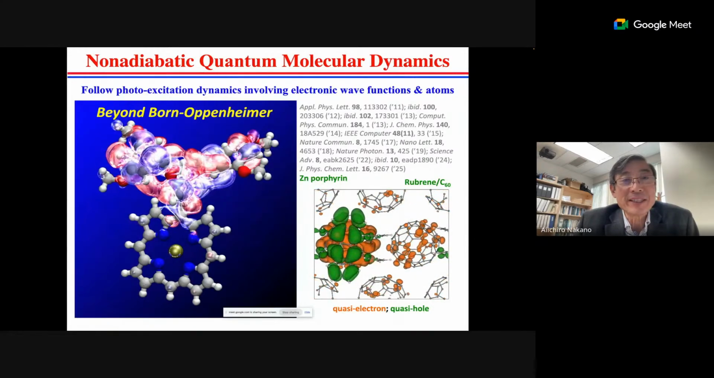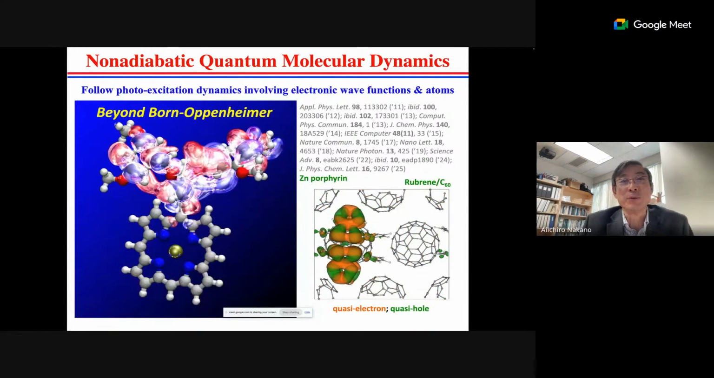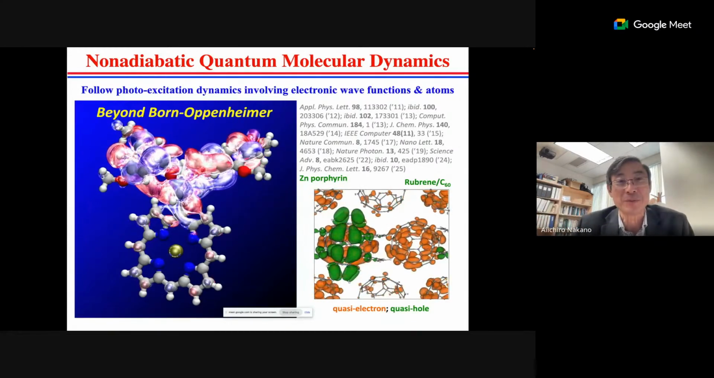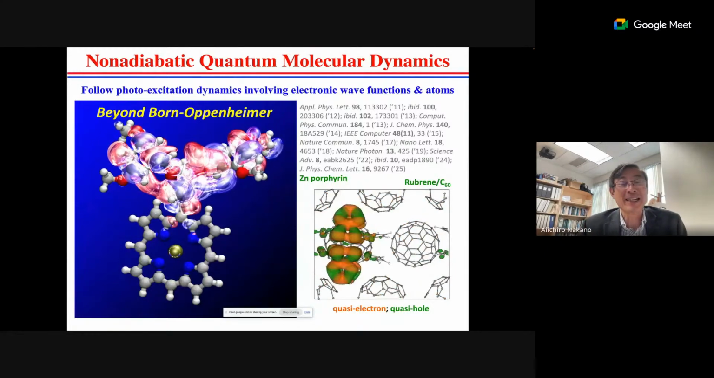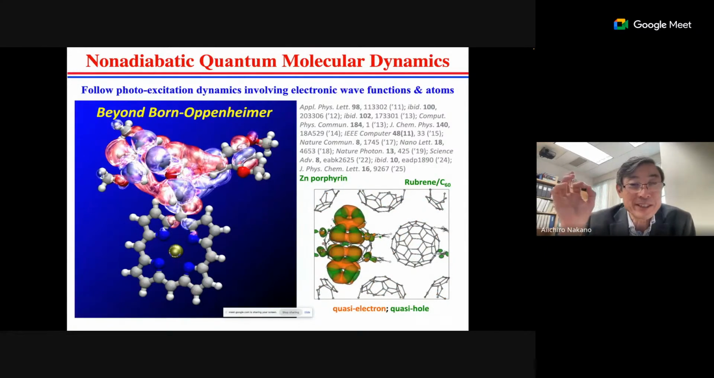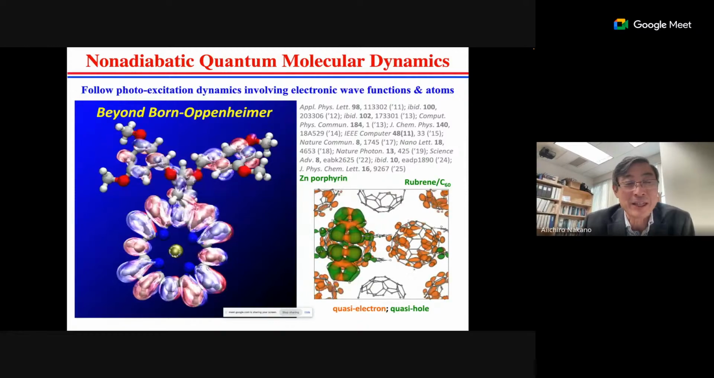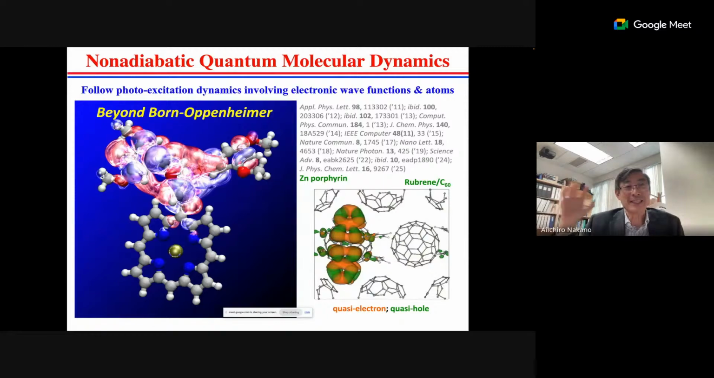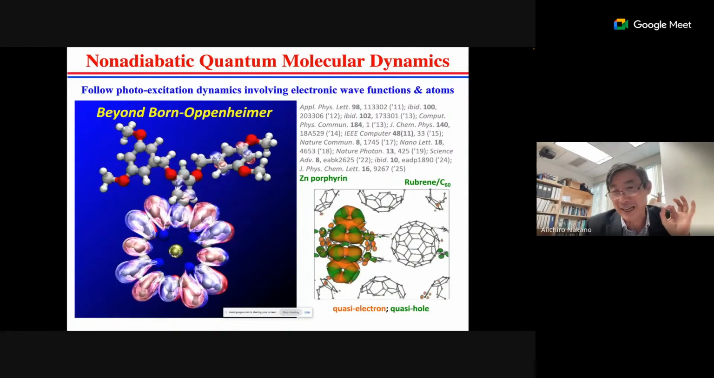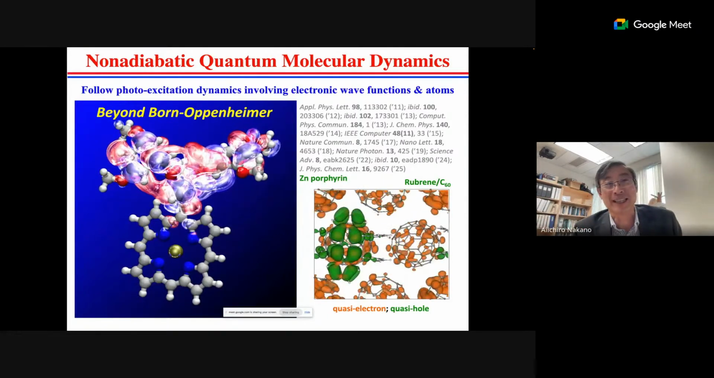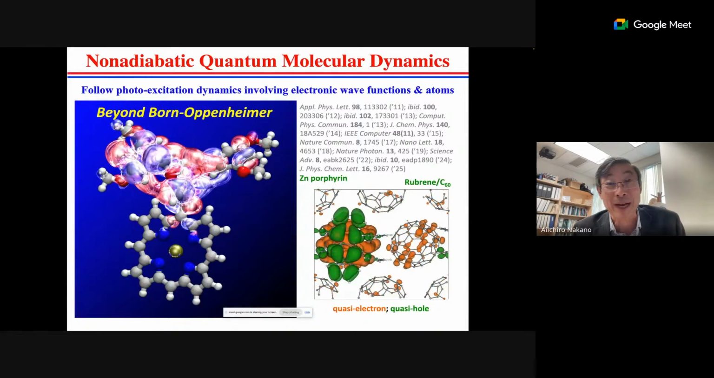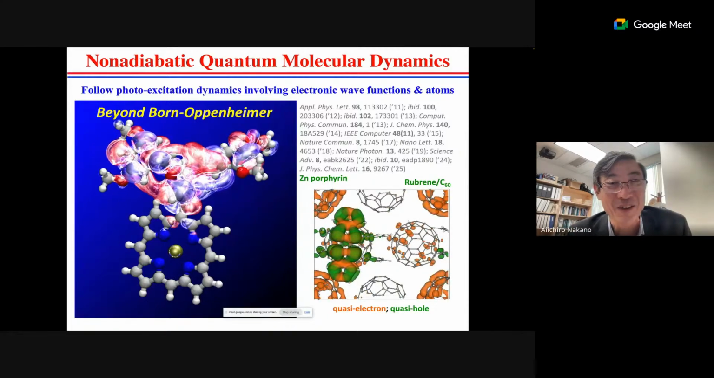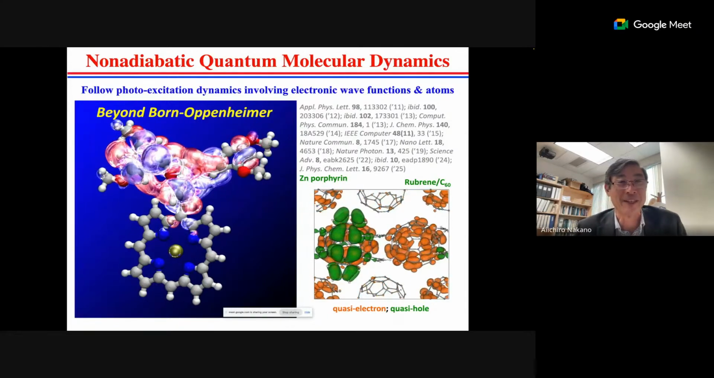Adiabatic molecular dynamics: basically, an electron is light, so it moves so fast. For the electron, the atoms move so slowly. It's like the electron is a hummingbird, and for it, the atoms are like an elephant. No matter how that elephant moves, the electron can instantaneously follow its movement. So that's adiabatic. But once you shine light, light is also fast, so we cannot stay in that Born-Oppenheimer adiabatic regime.